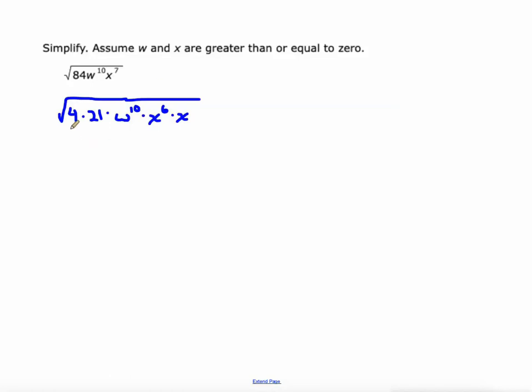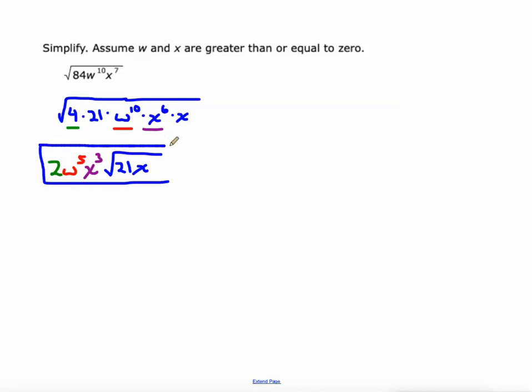So on this one, the square root of 4 is 2. The square root of w to the 10th is w to the 5th. W to the 5th times w to the 5th is w to the 10th. And the square root of x to the 6th is x cubed. X cubed times x cubed is x to the 6th. And then inside the square root sign, we still have the 21, and we still have the x. So 2w to the 5th, x cubed, times the square root of 21x.